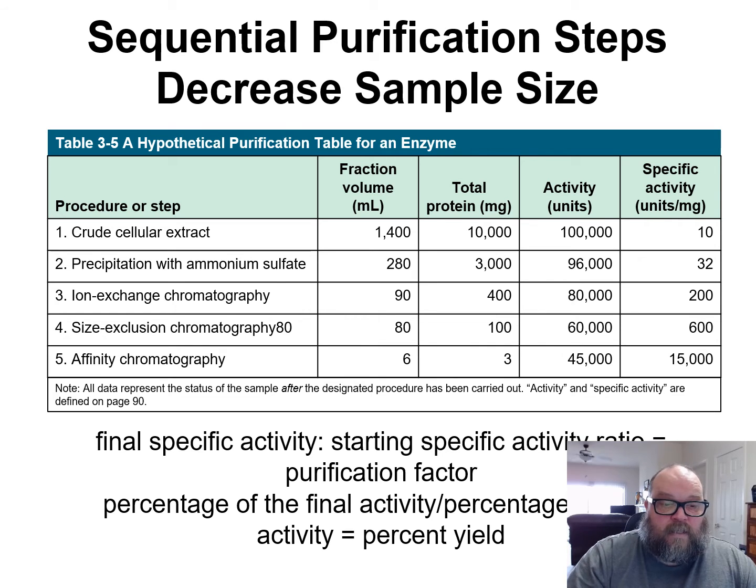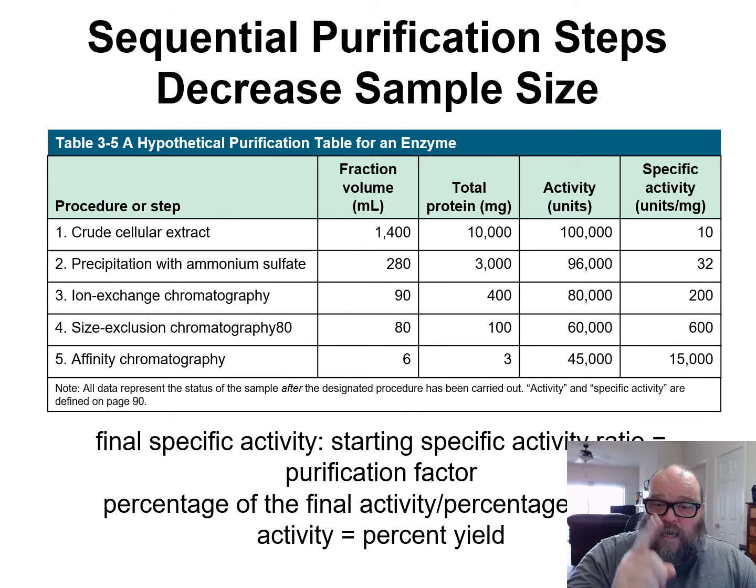Use the size exclusion. Okay, get rid of things that are the wrong size, too big, too small. We want the Goldilocks, just right. Go from 90 mLs to 80. Okay, 400 milligrams of protein down to 100. 80 to 60,000 units. But we've now tripled our specific activity, which means that the more of that protein that's present in our tube is our enzyme of choice.